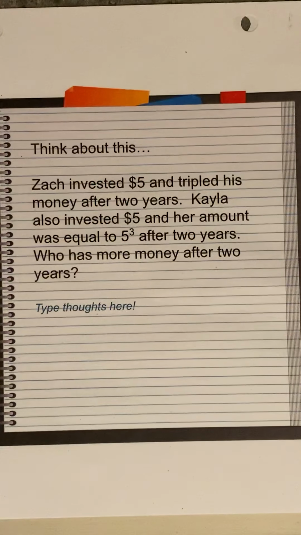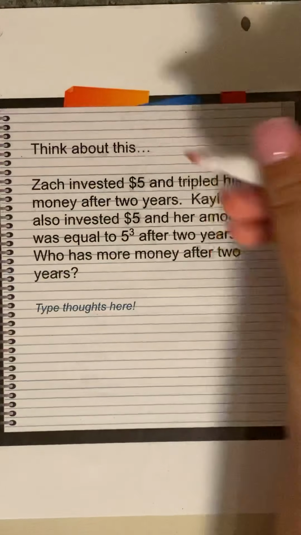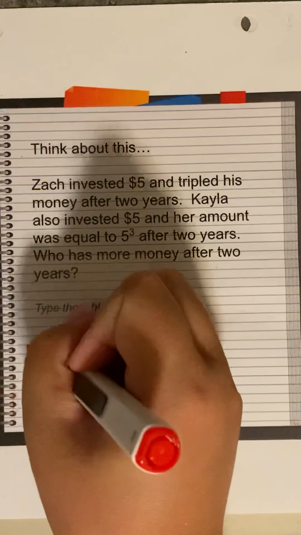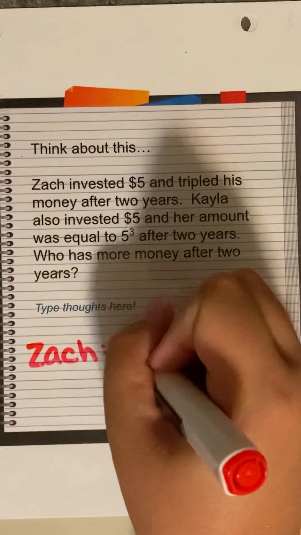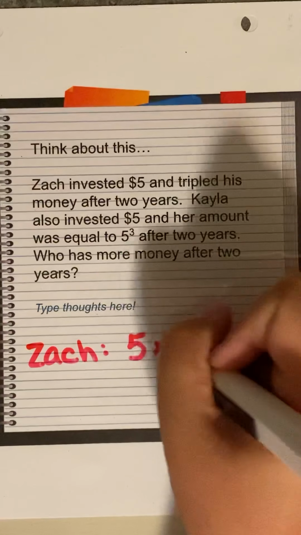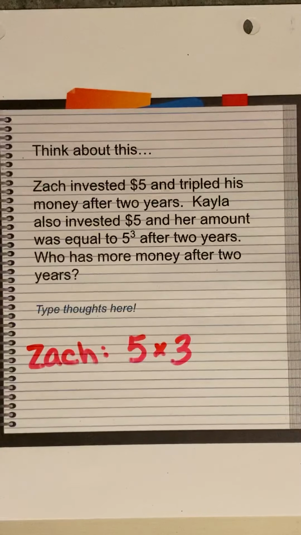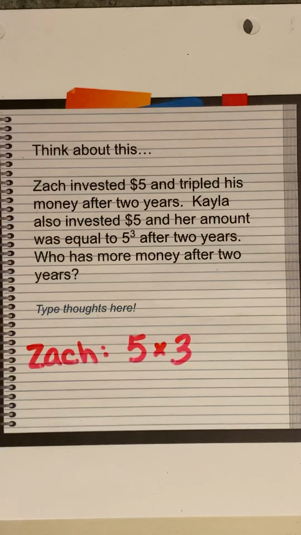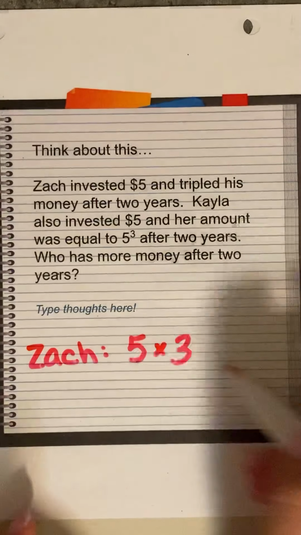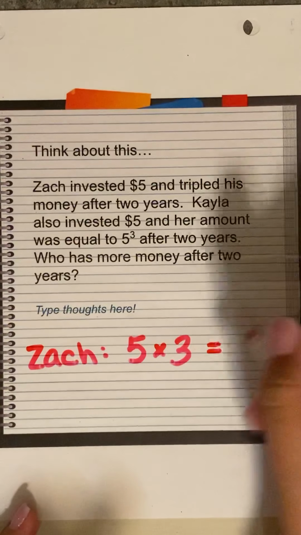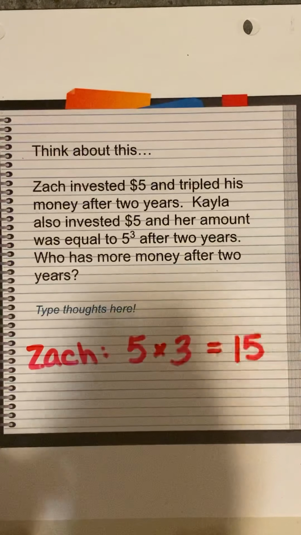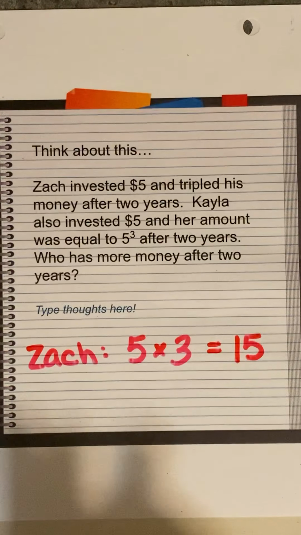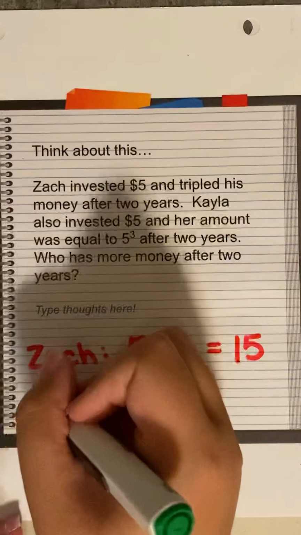If Zach invested $5 and he just tripled his money, that means 5 times 3, because it's just tripling, not to an exponent. It's not cubed, it's not to the 3rd power, it's just tripled. So after 2 years, how much will Zach have made? $15, because 5 times 3 is 15. Now, let's take a look at Kayla.